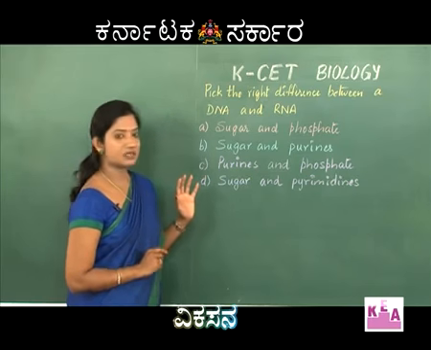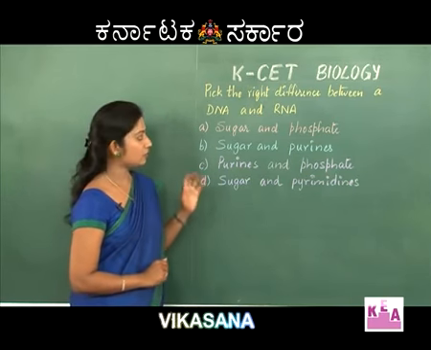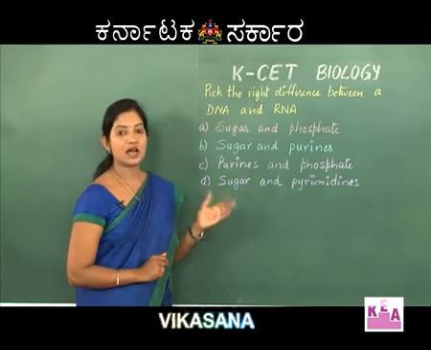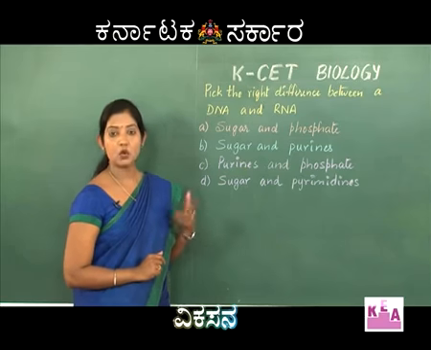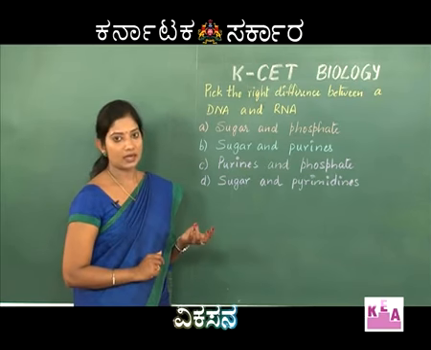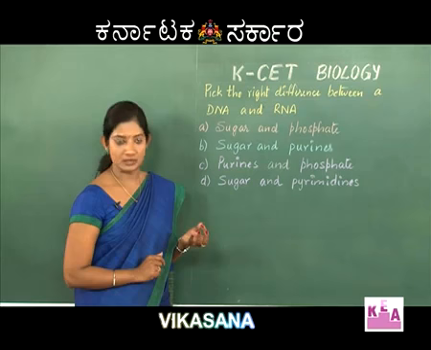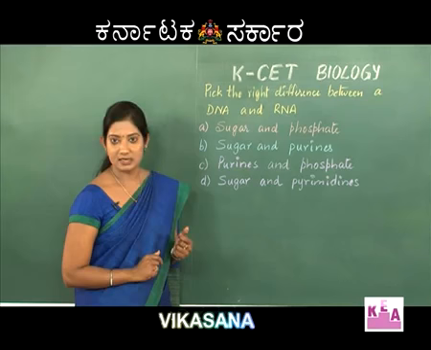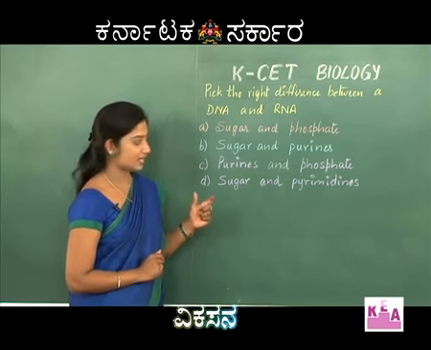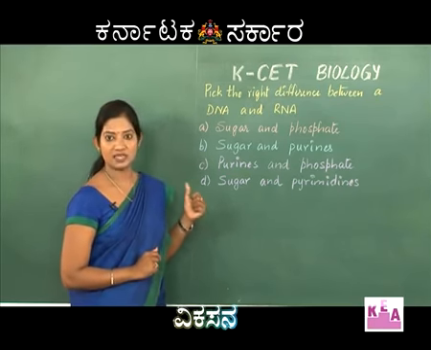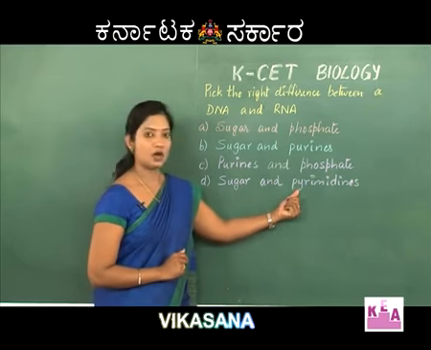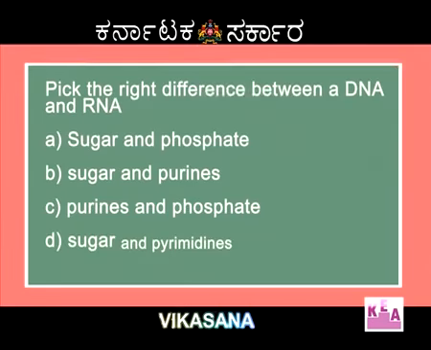The next one which comes is nitrogen base. So when we talk about nitrogen base, we are aware that in DNA we come across the nitrogen bases which are adenine, guanine, cytosine and thymine. Whereas in RNA, thymine is replaced by uracil. So here also there is a difference in the nitrogen bases, and uracil and thymine fall under the category of pyrimidines. So the right answer is option D.